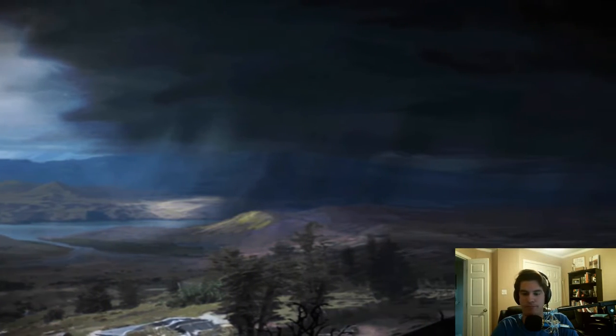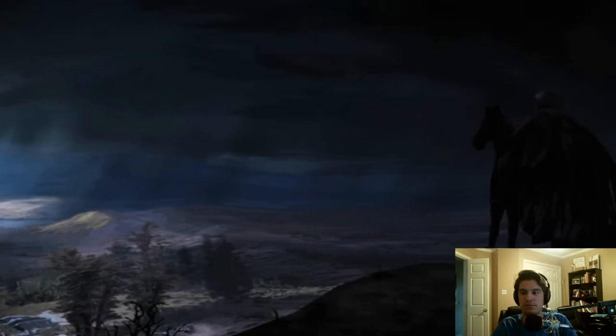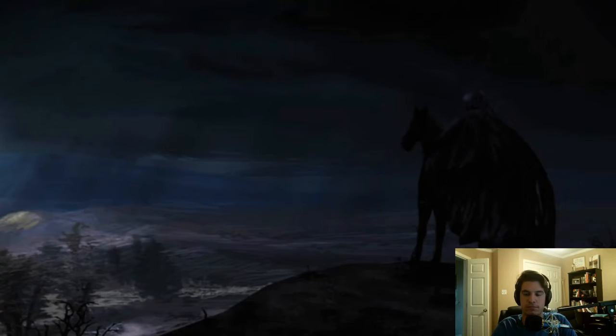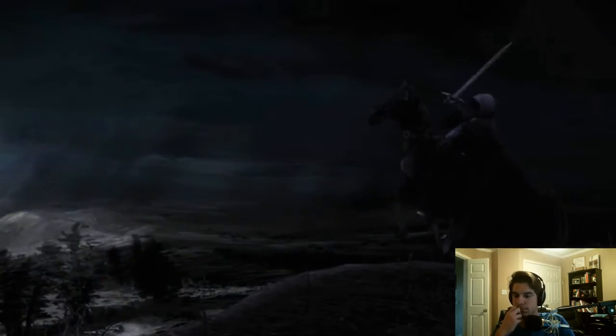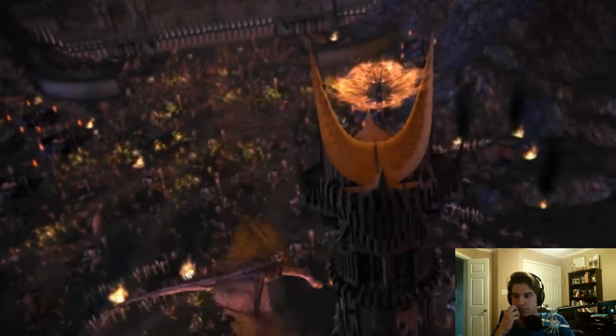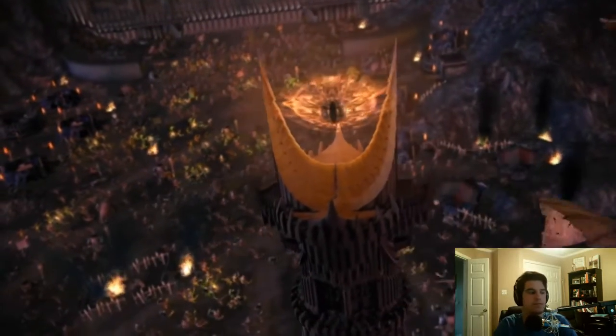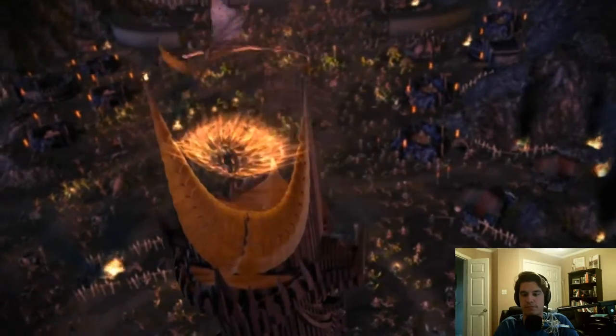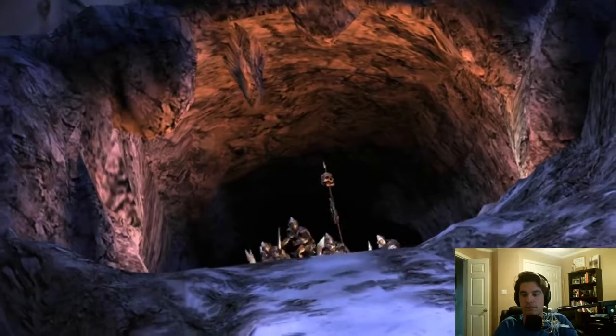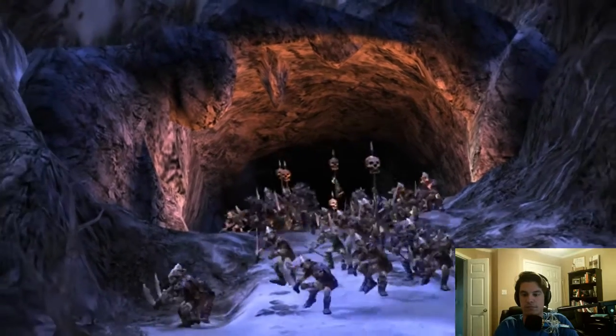In the final years of the Third Age, Middle-earth stands on the brink of destruction. The Free Peoples are under threat from Sauron, the Lord of the Rings, who prepares his vast armies for war.